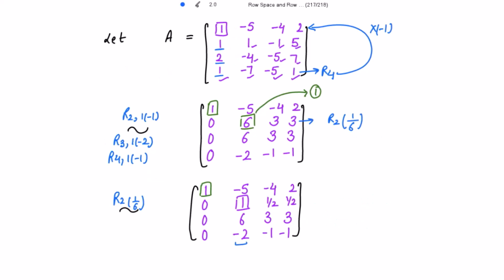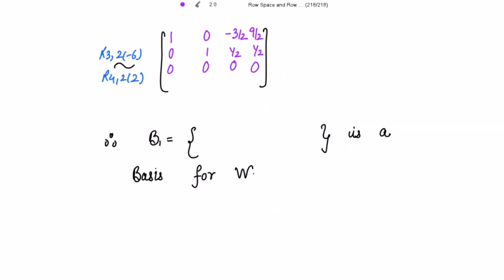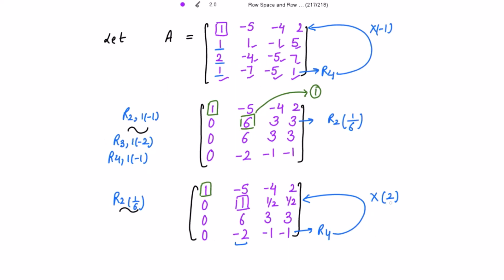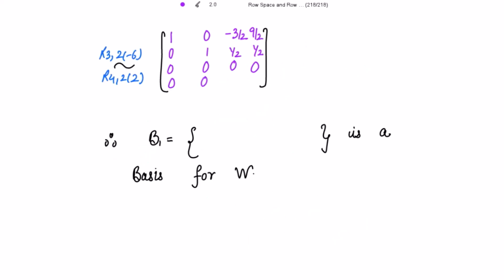To get 0 in place of negative 2, row 4 needs to be changed by adding its elements to row 2, but row 2 should be first multiplied with 2. 0 multiplied with 2, we get 0. Adding this to 0, we get 0. 1 multiplied with 2, we get 2. Adding this to negative 2, we get 0. This is what we need.